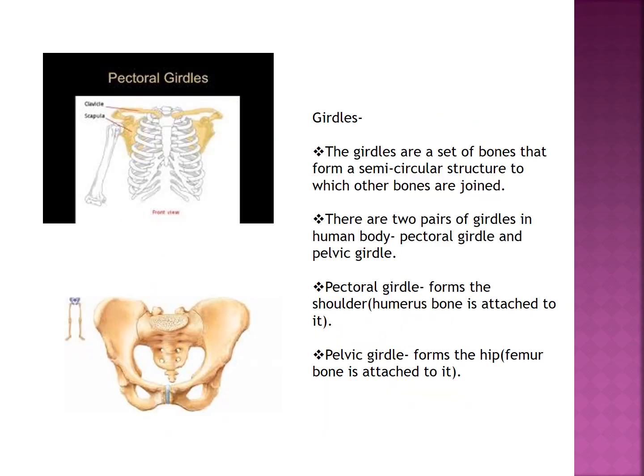Girdles. Girdles are a set of bones that form a semicircular structure to which other bones are joined. Specifically, we have 2 kinds of girdles, pectoral girdle and pelvic girdle. Pectoral girdle forms the shoulder and humerus bone is attached to it, whereas the pelvic girdle forms the hip region and femur bone is attached to it.